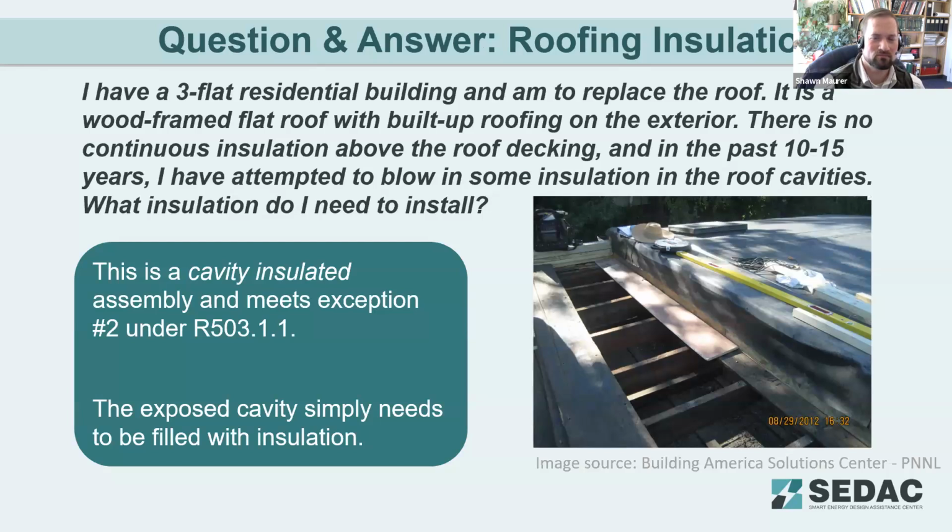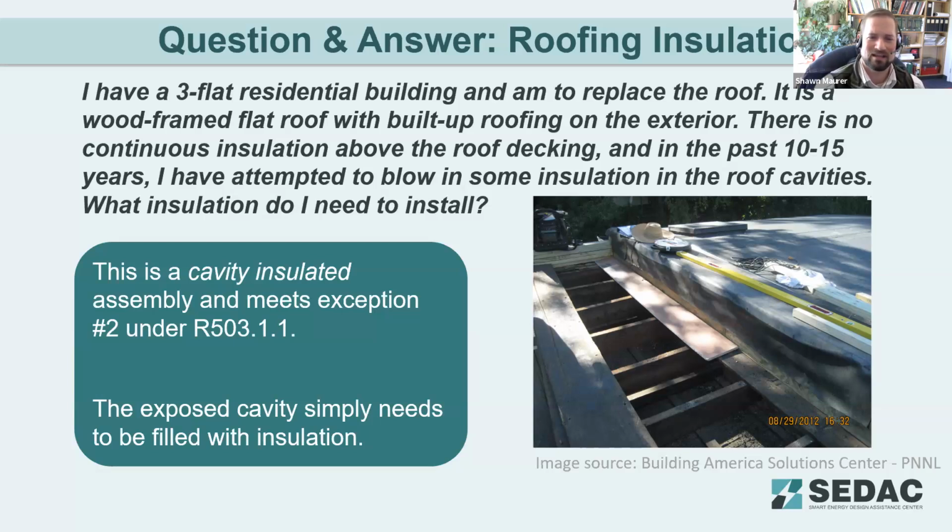Another question we had come in pretty frequently, we get roof questions. This one was an interesting one in that it was a bit unique. They have a 3-flat residential building and they're replacing the roof. It is a wood framed flat roof with built up roofing on the exterior. There is some continuous insulation above the roof decking, and there's some in the cavities underneath that the owner of the building has tried to blow in over time. So they're wondering, as they're doing this alteration to the roof, what insulation do they need to install?